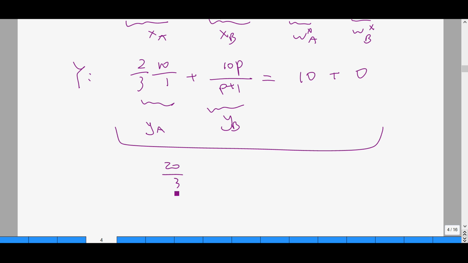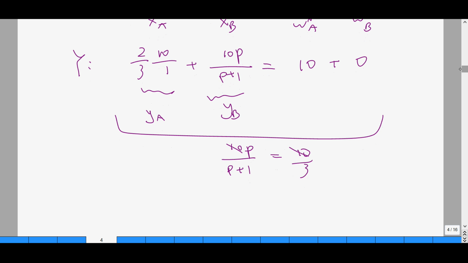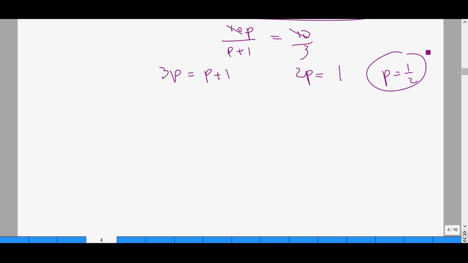So 20 over 3 is equal to 10p, plus 10p over p plus 1, is equal to 10. So subtract this to the other side. So this is 10 over 3 and 10 cancels out. So p over p plus 1 is 1/3. Okay, so 3p is p plus 1. So 2p is equal to 1. P is equal to a half. So done. This is very cool.